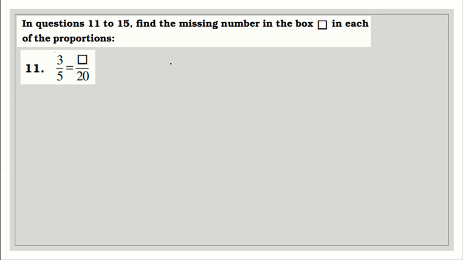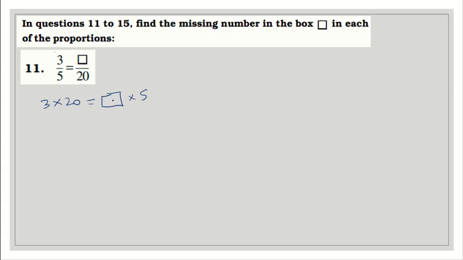Okay, here it is equality of two fractions or equality of two ratios, which gives us proportion. That means these two ratios are in proportion. So how to find this missing number? We know that product of means is equal to product of extremes, that we use here: 3 into 20 is equal to that missing number, whatever comes in the box, into 5.